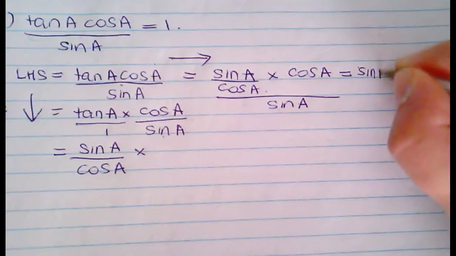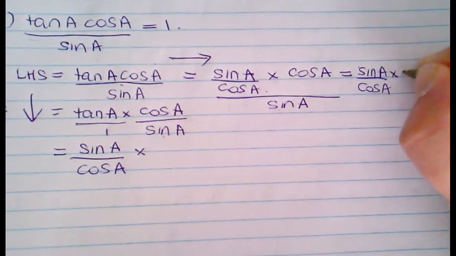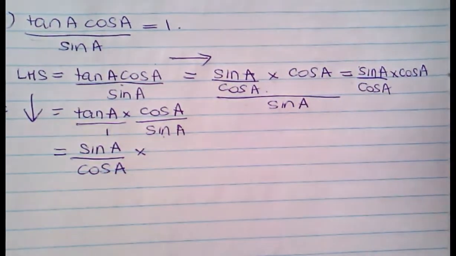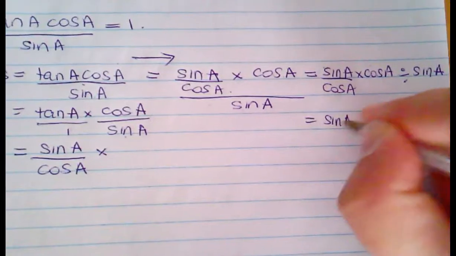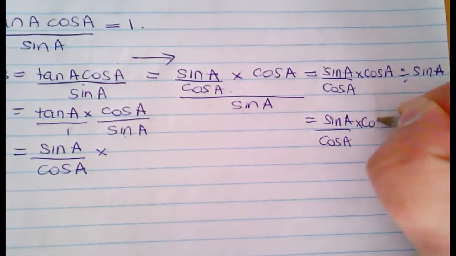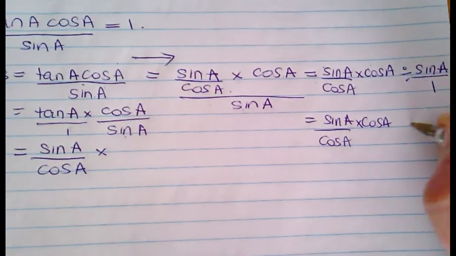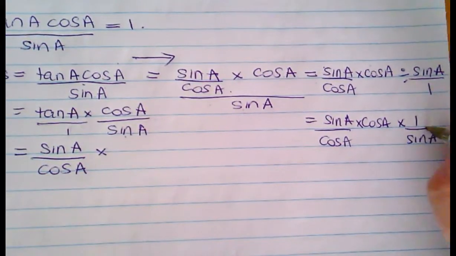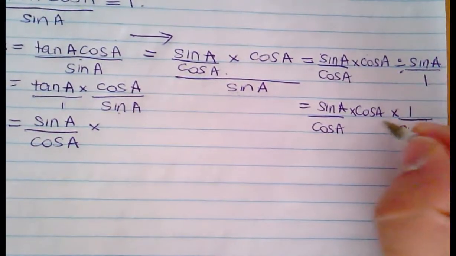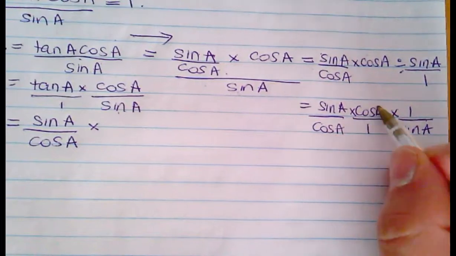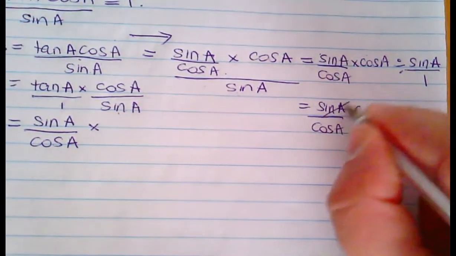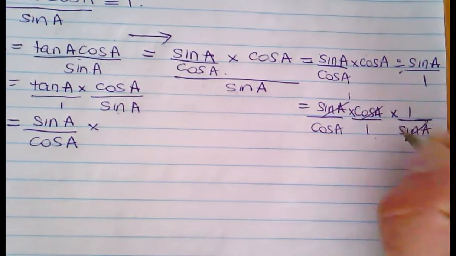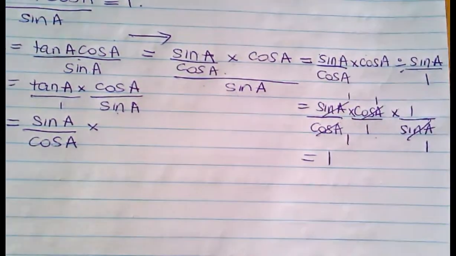Or, if you're not comfortable with that, you can say that's sine A over cos A times cos A, and instead of this big divided by sine A, I can just put divided by sine A over here. Now, divided by sine A means times 1 over sine A. So now I've got a fraction, not just a numerator here, so I can put it over 1. Everything is times, and I can start cancelling. The sines cancel and the coses cancel, and I'm left with 1.